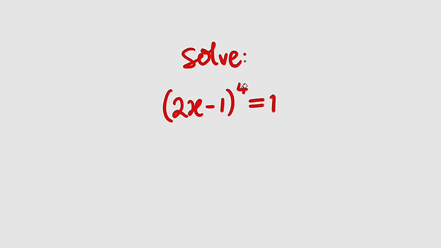We are going to find a solution to this quartic equation, which is (2x - 1)^4 = 1. This is a quartic equation because the degree is 4, right? Therefore, we expect 4 solutions. All right, let's get started.